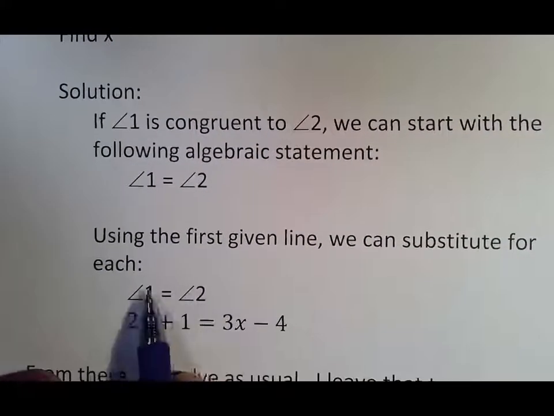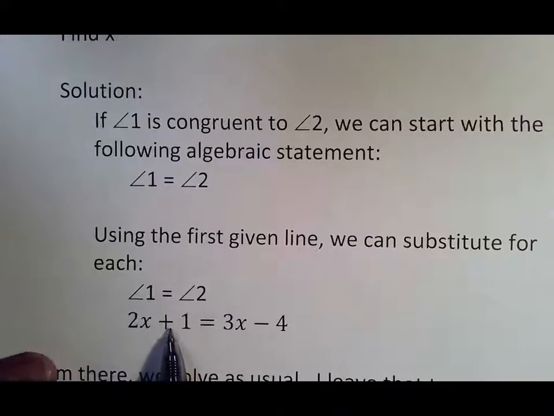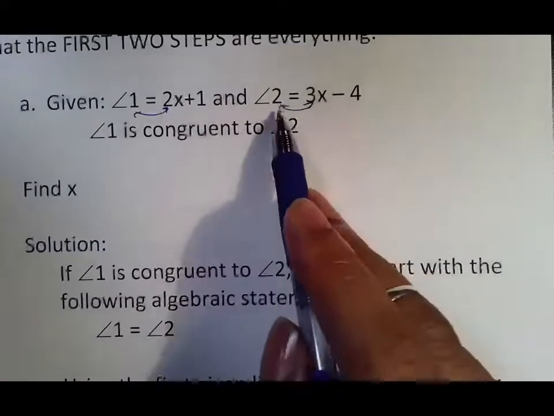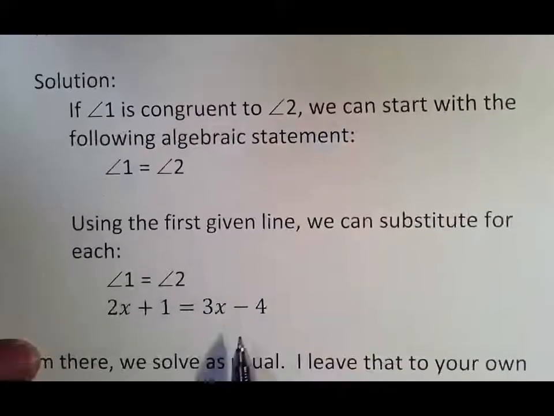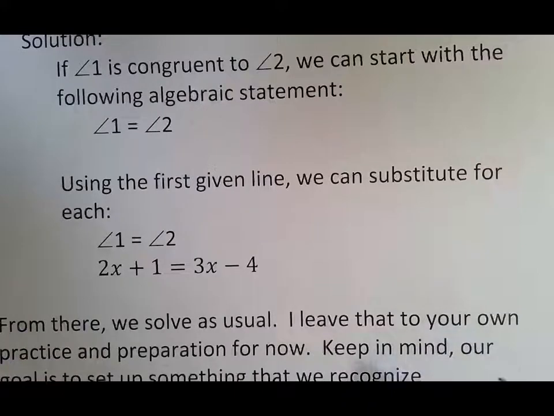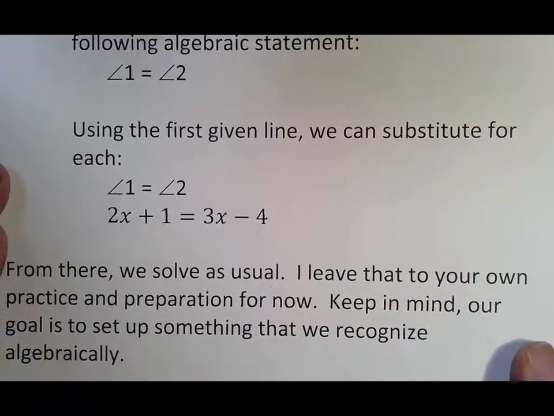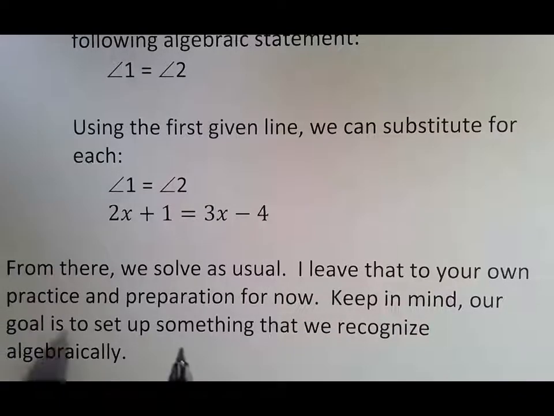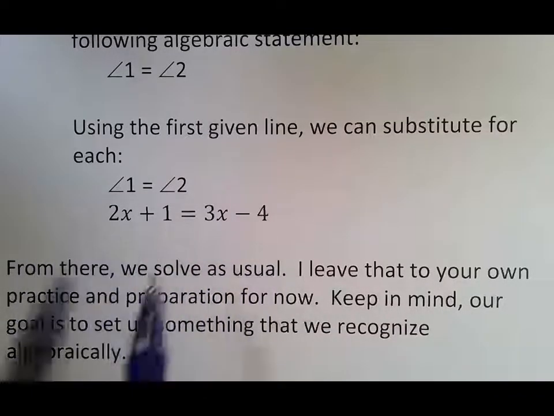So that's what I did. I wrote my angle 1 equals angle 2. I then turn angle 1 into 2x plus 1, and I'll turn angle 2 into 3x minus 4, because remember, that's what an equal sign allows us to do. And then from there, you solve as you normally would. Again, I'm not going to work that out, but that's all there is. If you've practiced and prepared, you know how to do that. That's actually something that we did to start the day.